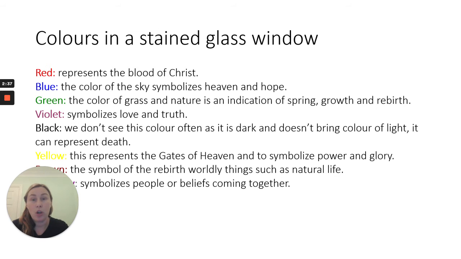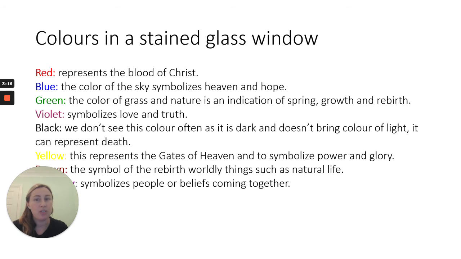The blue is the colour of the sky, and it symbolises the heavens and the hope that people had. The green is the natural colour that indicated the spring and the growth and the rebirth. So we see that in lots of Easter windows, or when we see lots of Bible stories or symbols that look at regrowth and growth and rebirth. So violet symbolises love and truth, so we see lots of beautiful colours like violet and blue and greens in our windows.